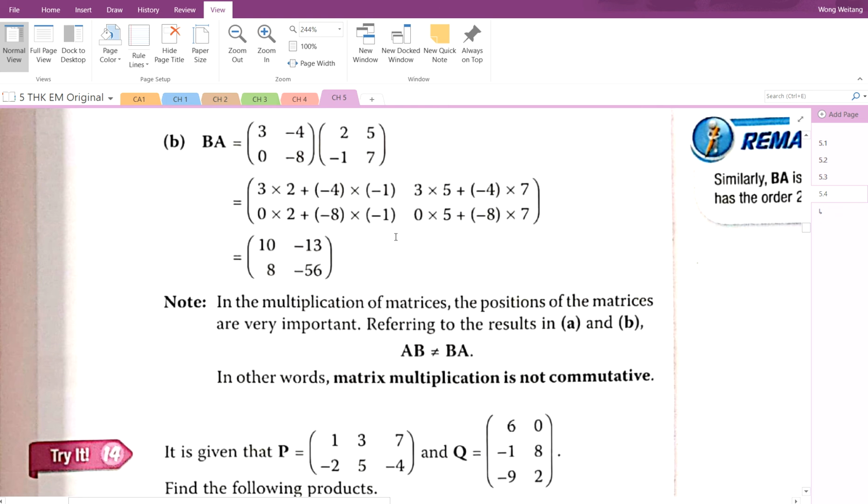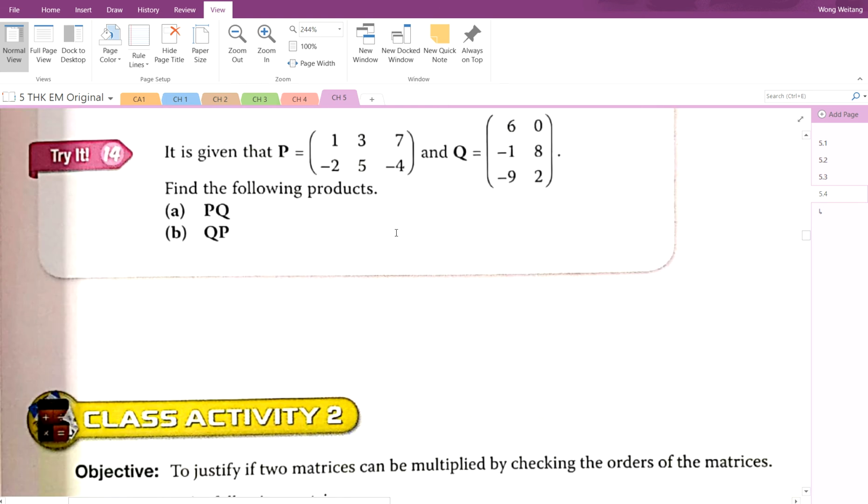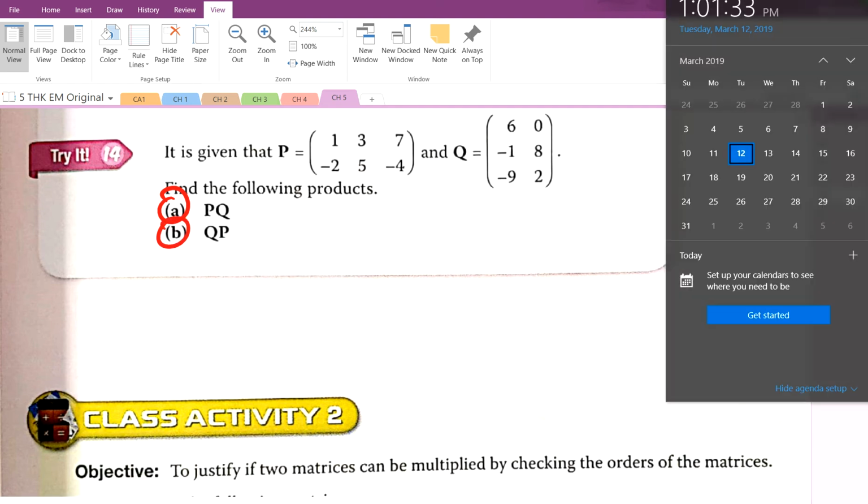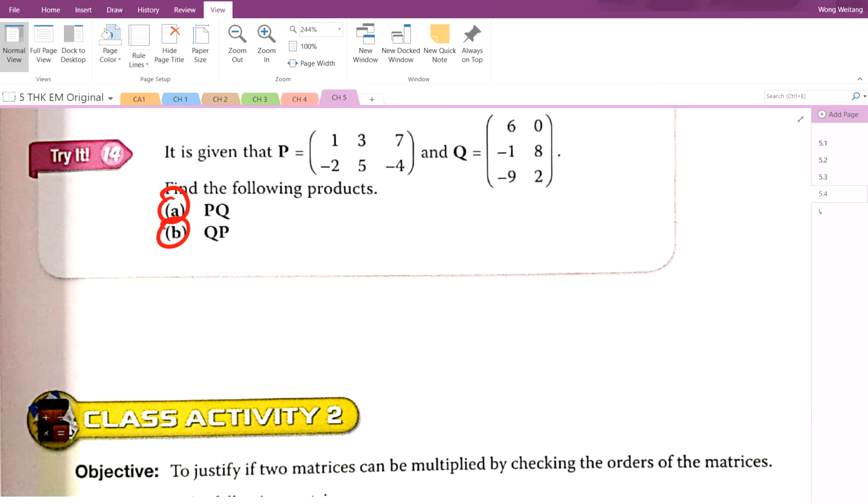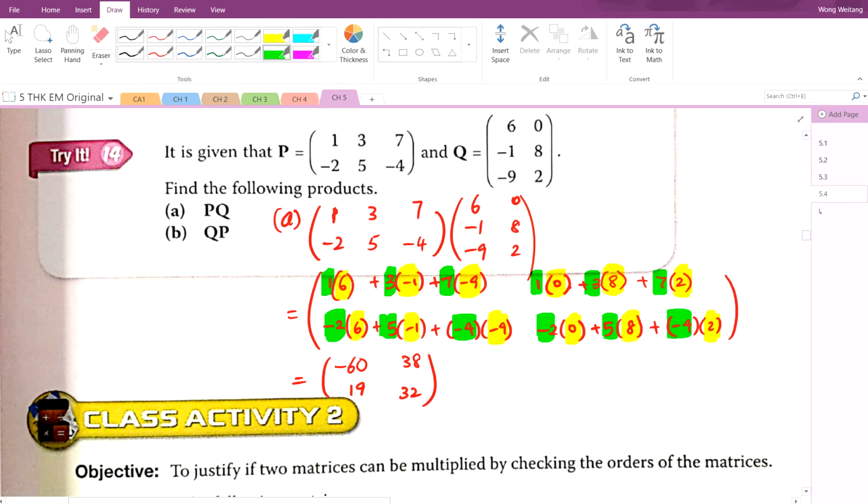So your turn now is to try 14, part A and part B. You have 5 minutes for this. Until 1:06. Right, so this is part A, and I'll erase this and start on part B.